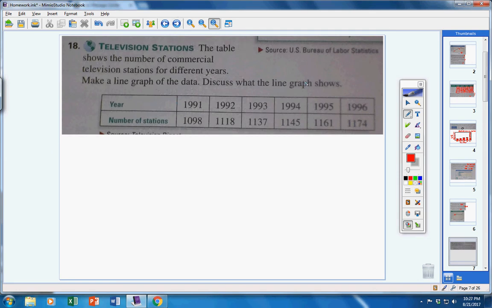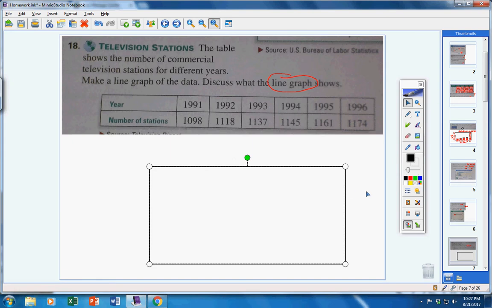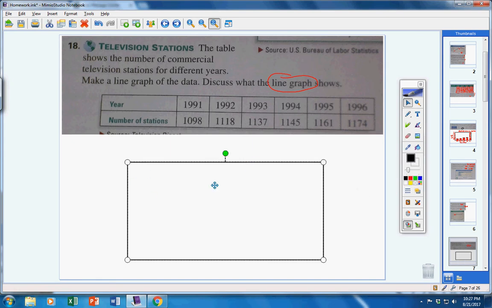We're going to make a line graph. Okay? So pretty much line graphs for the most part, usually 99% of the time, have the numbers going up this side over here. And then the lines go up and down like this. I suppose you could do it the other way, but the most standard way to do a line graph is to have the numbers going up the left side.